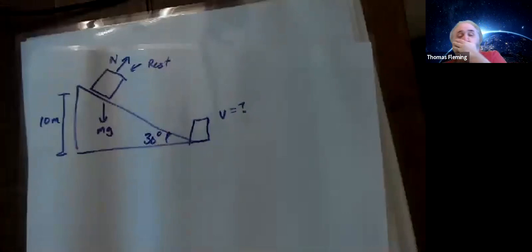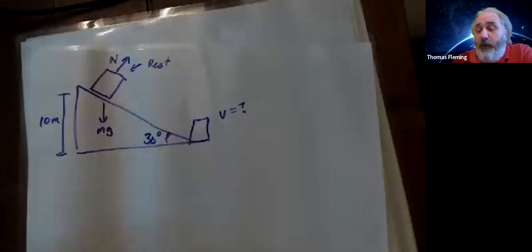That's easy enough. Nobody else is pushing it. There's no friction to worry about. So those are the only two forces that we're going to have. So when we do these box on a ramp type problems, there's a trick, right?